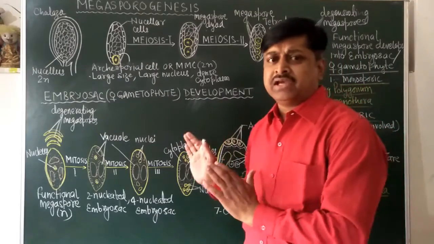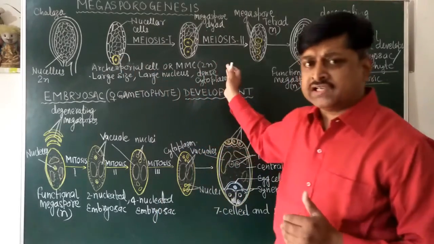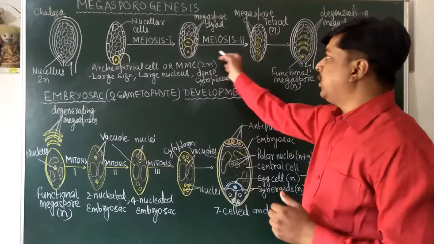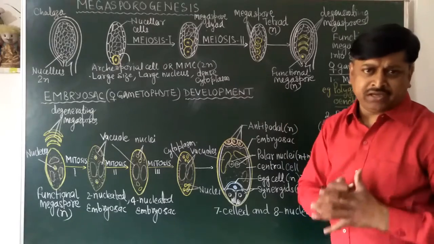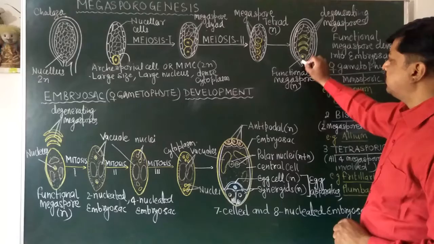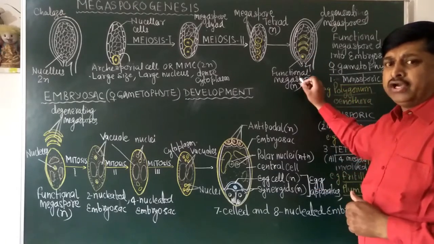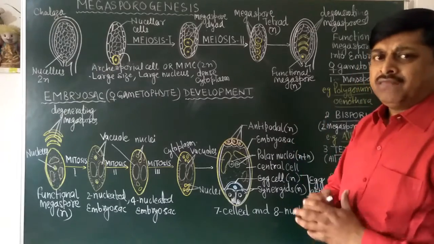क्लियर? किस तरह से मेगास्पोर का फॉर्मेशन होता है, यानी मेगास्पोर मदर सेल अंडरगोज मियोसिस. क्लियर? एंड एट द एंड ऑफ मियोसिस 4 megaspores are formed. You can see out of the 4 megaspores 3 are degenerated and 1 remain functional, and that is called as the functional megaspore. Clear, student? The ploidy of functional megaspore is N.